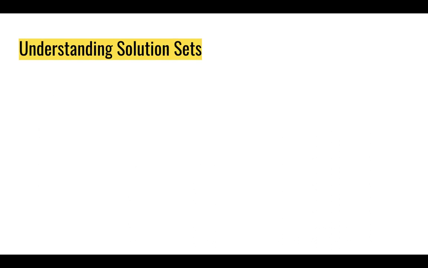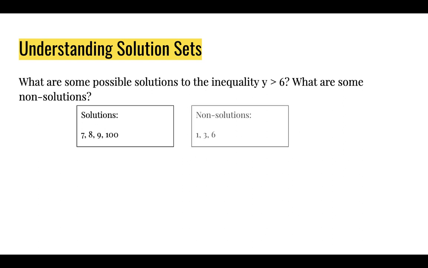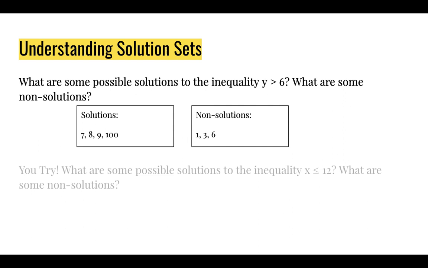Let's make sure we understand what the solution to an inequality means. What are some possible solutions to the inequality y is greater than 6? Some solutions are y could be 7, 8, 9, 100. Some non-solutions. Y cannot be 1, it cannot be 3, it also cannot be 6, because I know that y needs to be greater than 6.